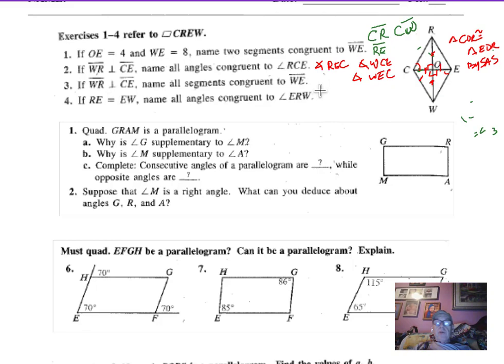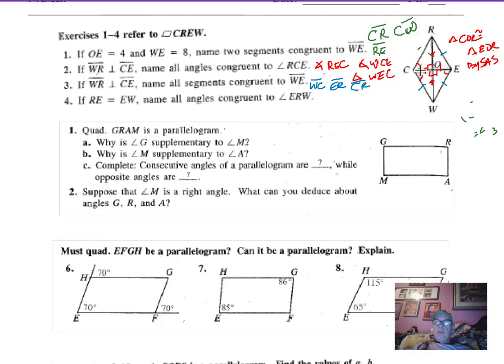So name all segments congruent to WE. WE is congruent to CW, or WC. It's also congruent to ER. It's also congruent to CR. So those are all congruent sides with each other because of the congruent triangles set up by the perpendicular and the side-angle-side. Okay, number 4.